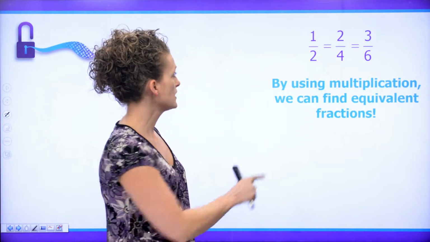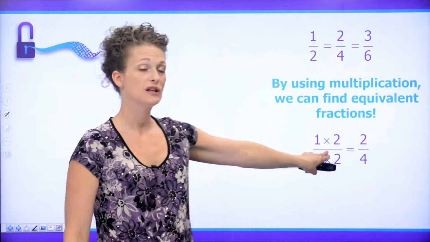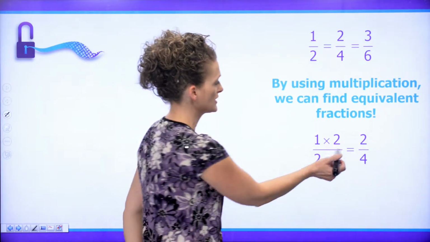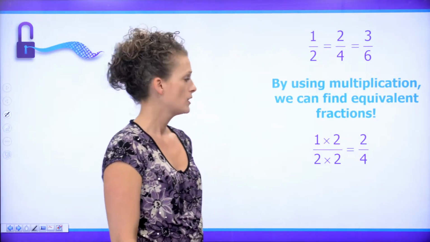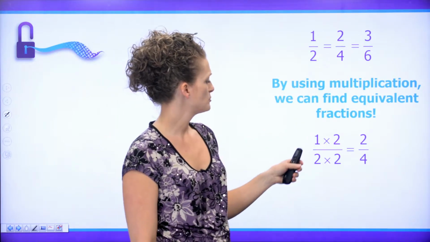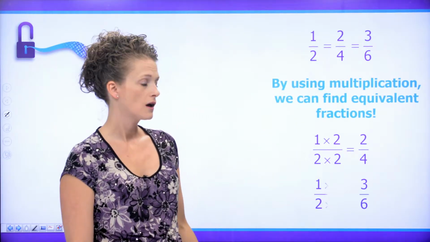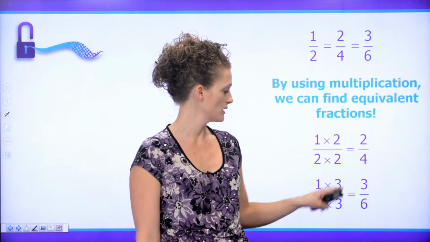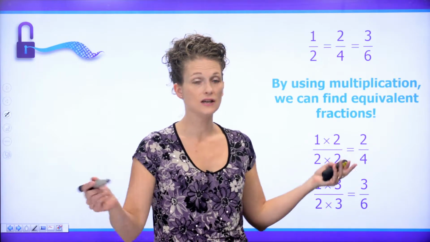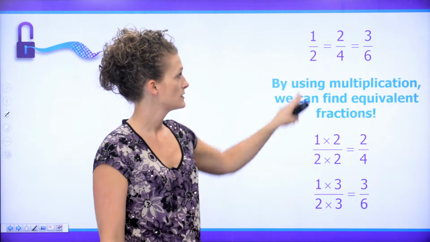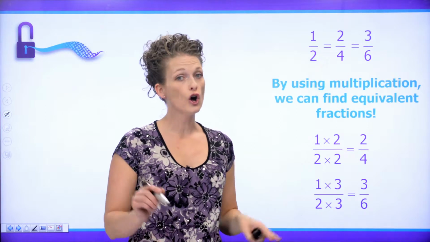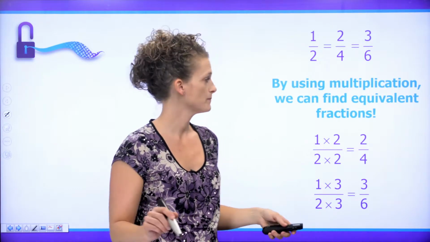So if I take 1/2 and I multiply both the top and the bottom by 2, notice that I get 2/4. Well, what if I multiply the top and bottom by 3? I get 3/6. 1 times 3 is 3, and 2 times 3 is 6. And so each of these, 1/2, 2/4, and 3/6, are all equivalent fractions.